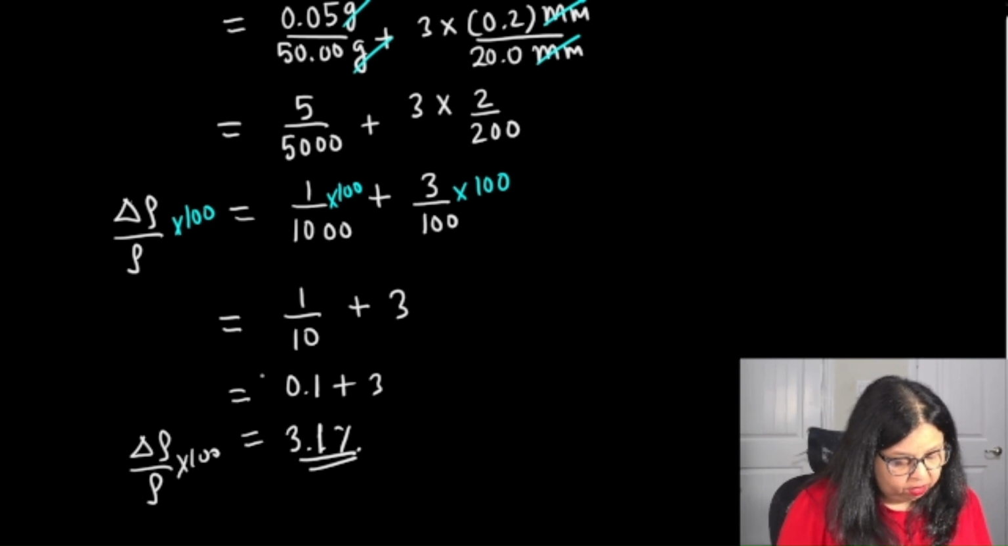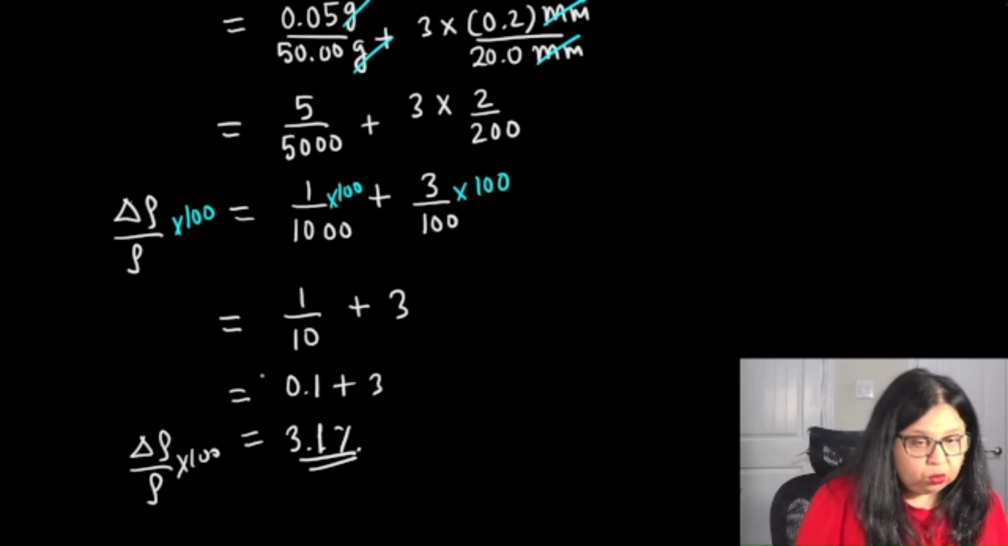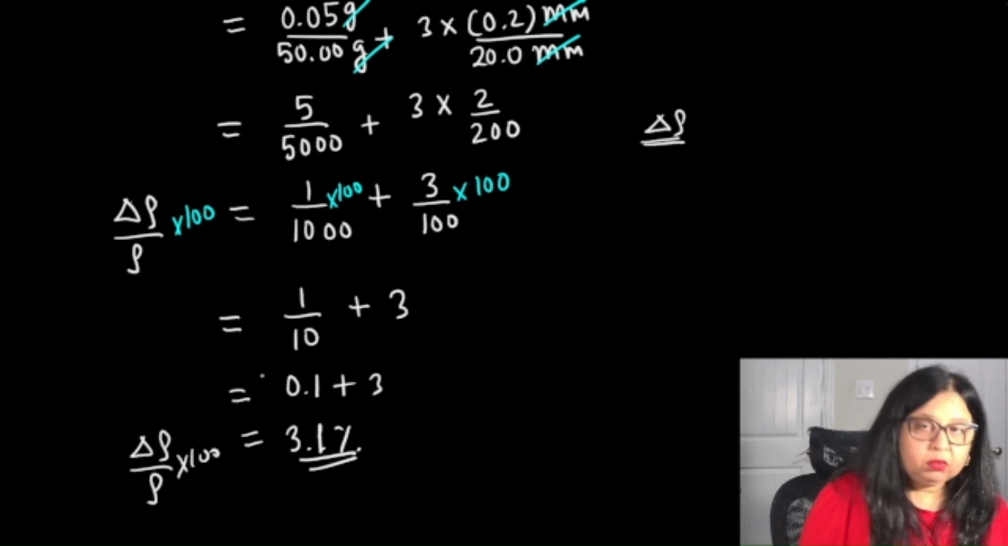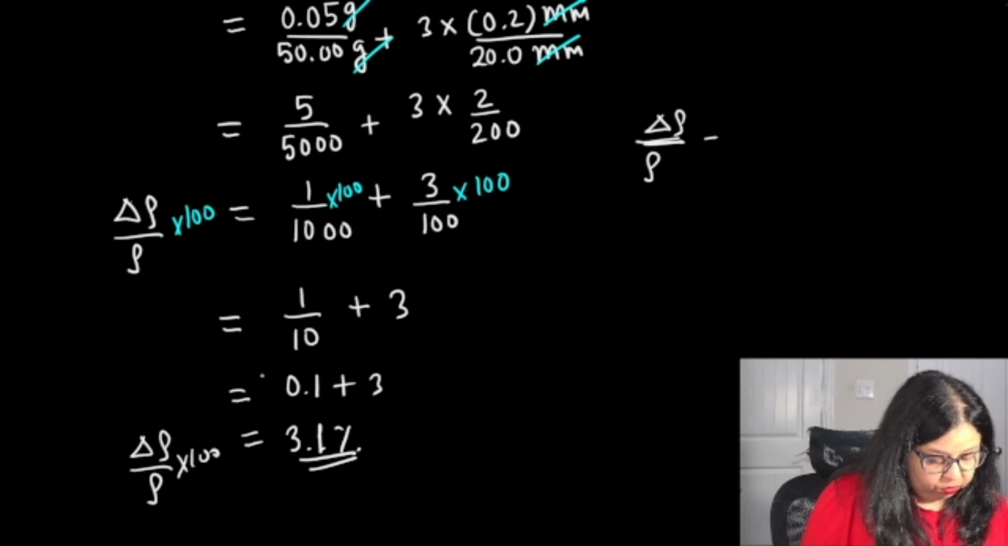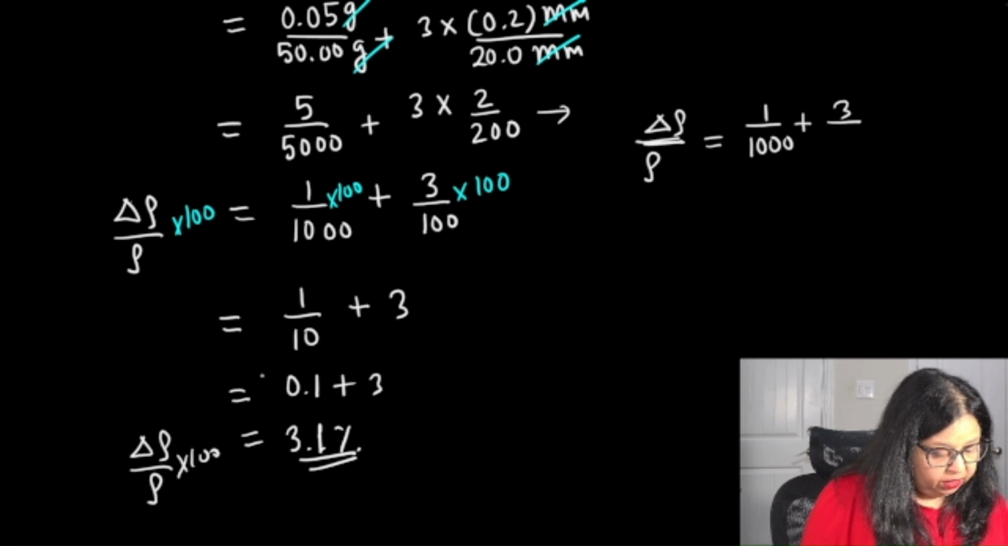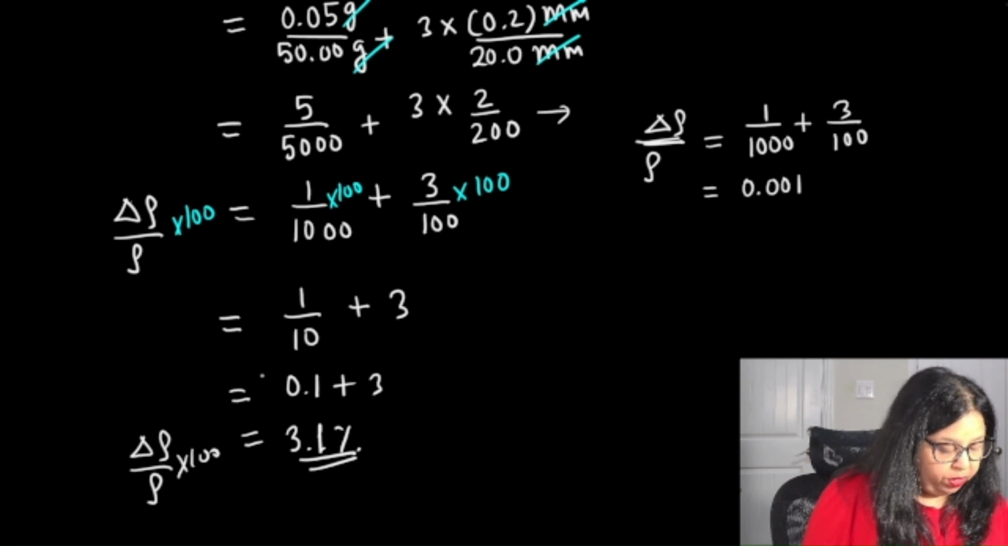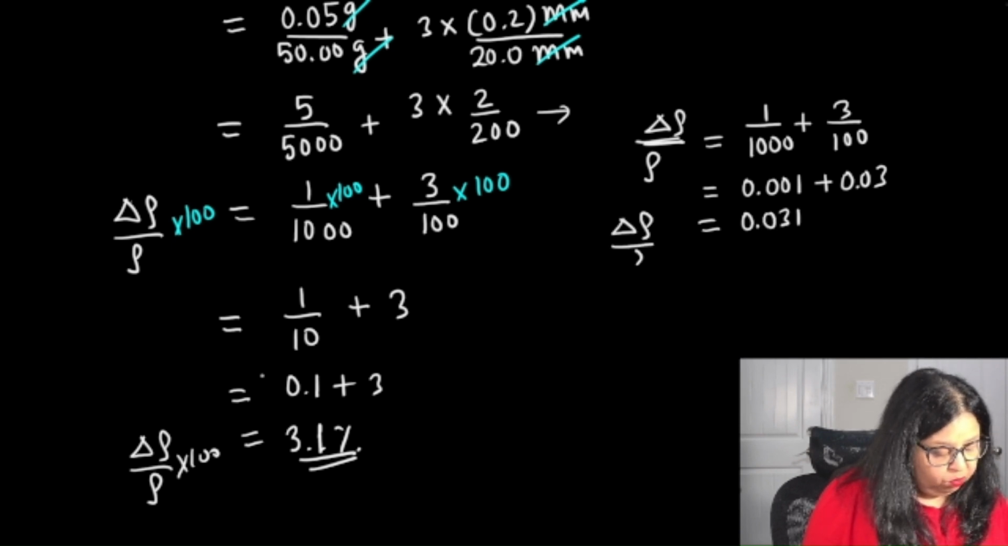However, from here, if you wanted, you could have solved for delta rho. How would you do that? Well, you know that delta rho over rho, that is equal to what? From here, 1 divided by 1,000 plus 3 divided by 100. That gives us 0.001 plus 0.03, which becomes equal to 0.031. That is delta rho over rho.